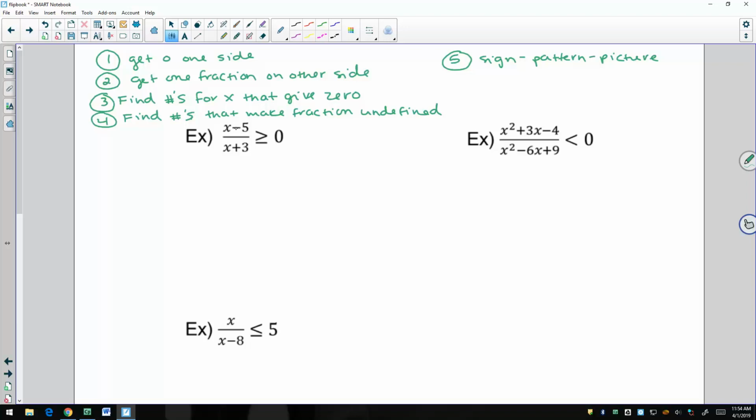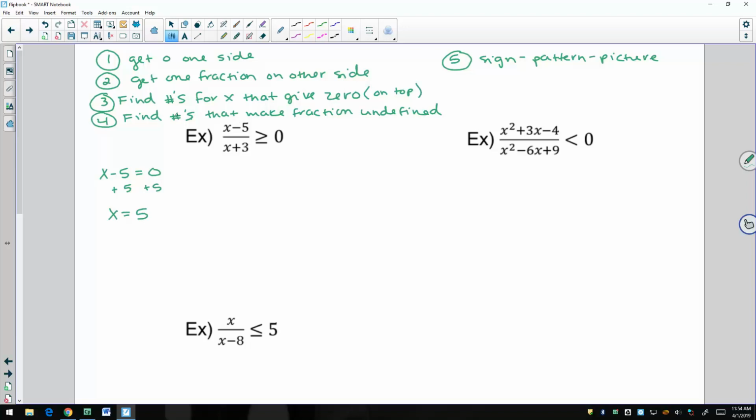Step 2, find what numbers would actually give you 0. So you're really only going to worry about the top, because if you can get 0 on the top, put that in parentheses, on top. If 0 is on the top, 0 divided by anything is 0. So I'm going to do this. x minus 5, I'm going to set the top equal to 0. I would add 5 over. So x equals 5 makes that fraction 0.